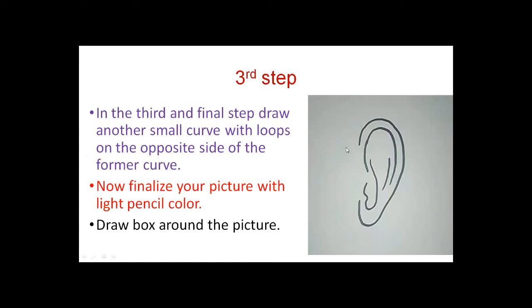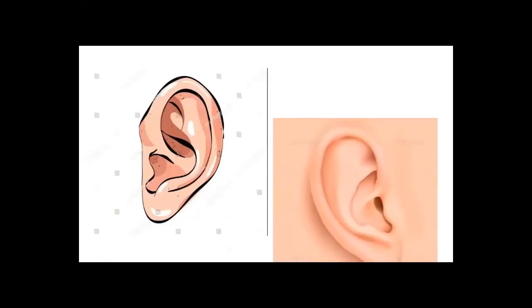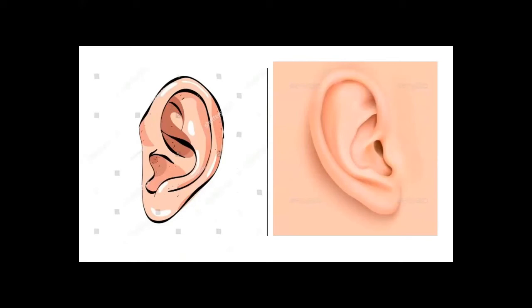Draw a box around the picture. Okay, I hope you understand these three steps of the human external ear. Now observe and compare the two diagrams. This is the actual picture of the human ear. First we draw this line, and then another curves, and then loops, and finally we draw a third step, and then we color it and draw a box.